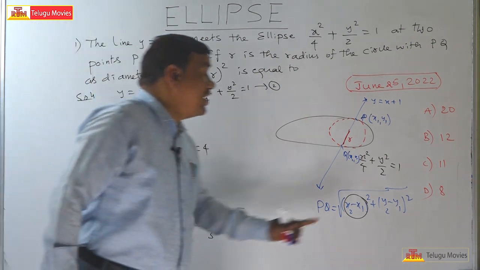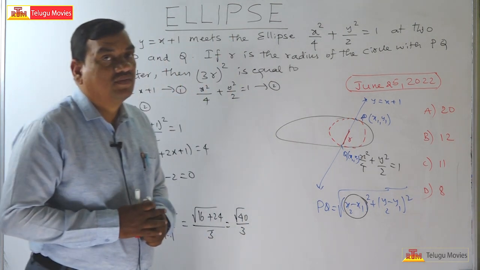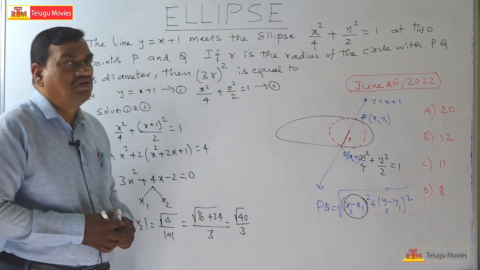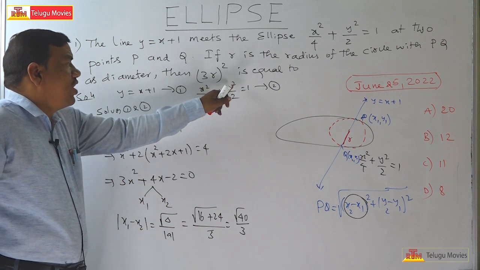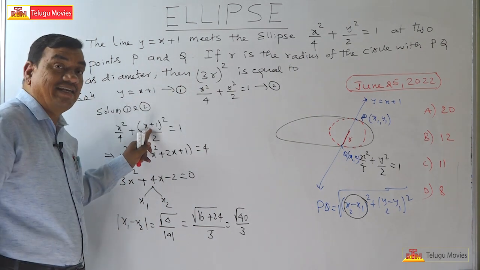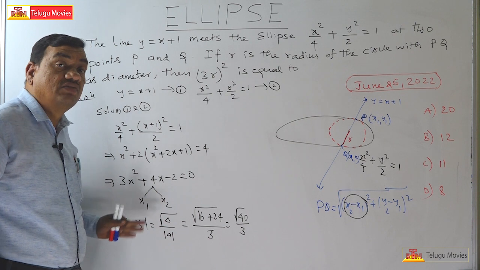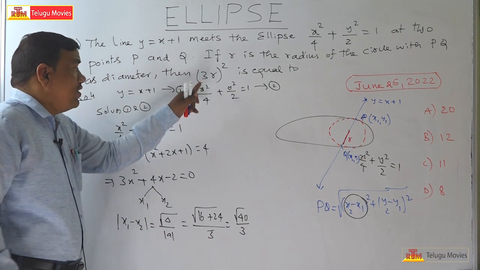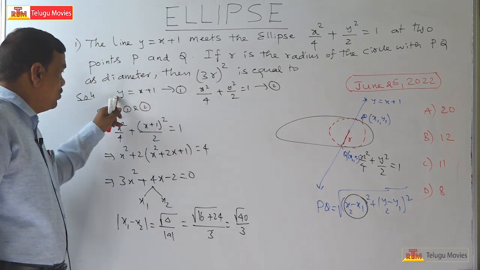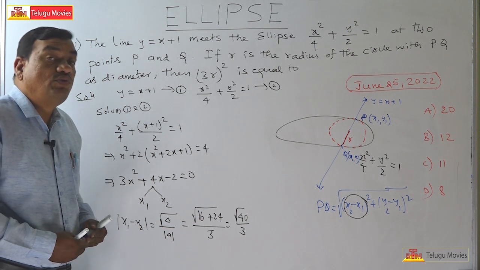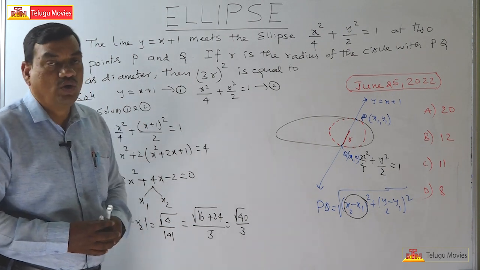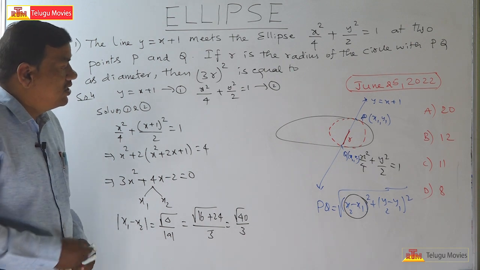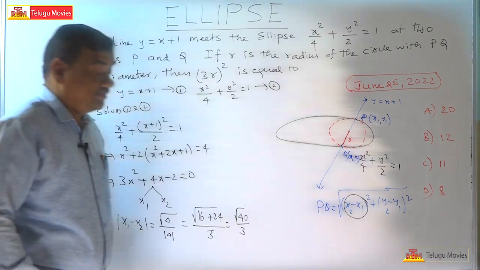Then how to get y2 minus y1? How to get y2 minus y1? If you think in a logical way, here in place of y we substituted x plus 1 and we got the quadratic equation in x. Now, in place of x substitute y minus 1, again we will get a quadratic equation, same difference of the roots. Okay? So, let us continue the solution.